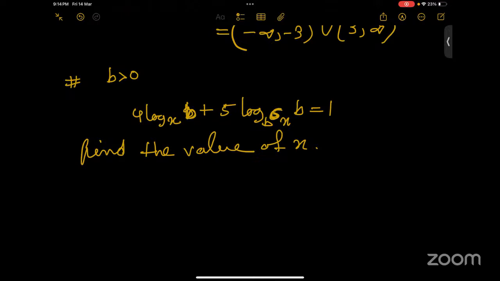Ma'am, log to what base have you written? 5 log to the base b power 6x. The base is b power 6 times x. Yes, x is multiplied with b power 6, and that whole thing is the base. Log b power 6 into x is the base here.